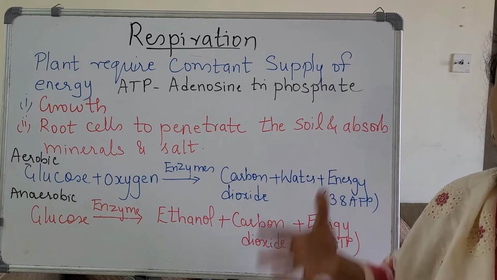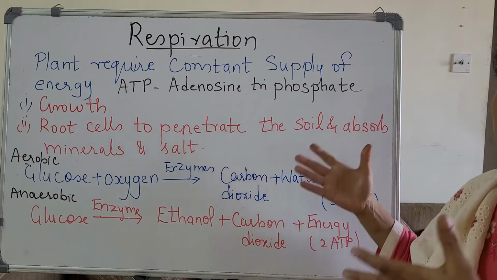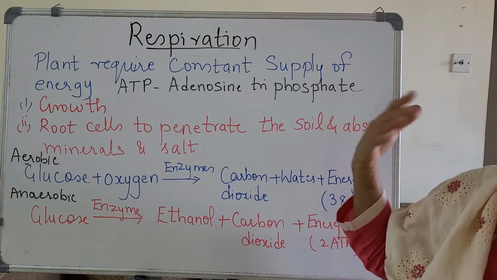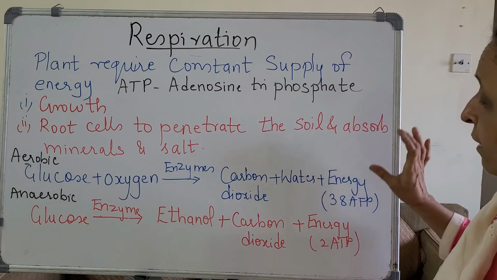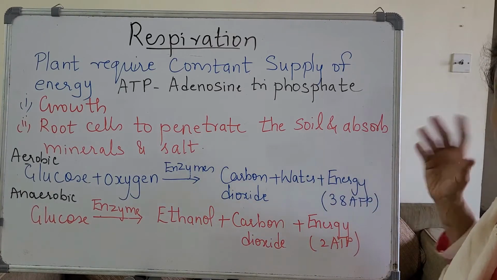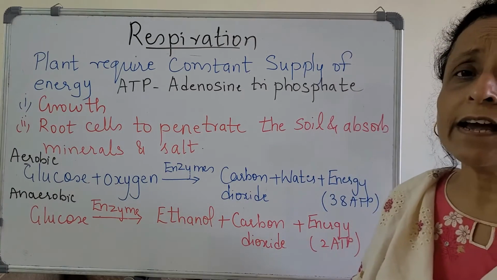That is the difference: 38 ATP in aerobic respiration. Aerobic respiration, we all carry aerobic respiration. Plants, animals, all carry aerobic respiration. So here it is aerobic respiration, because we get a lot of energy.